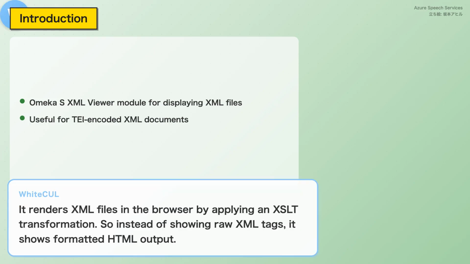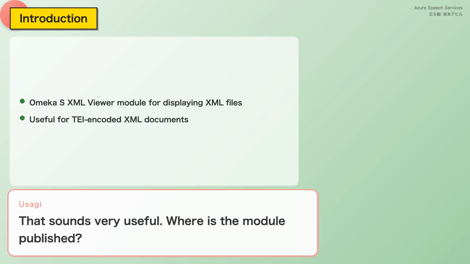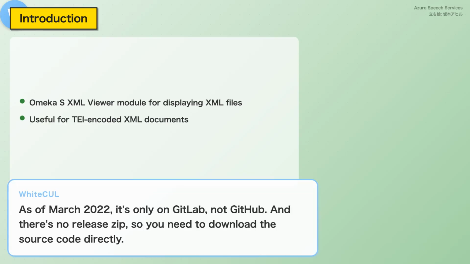It renders XML files in the browser by applying an XSLT transformation. So instead of showing raw XML tags, it shows formatted HTML output. That sounds very useful. Where is the module published? As of March 2022, it's only on GitLab, not GitHub. And there's no release zip, so you need to download the source code directly.